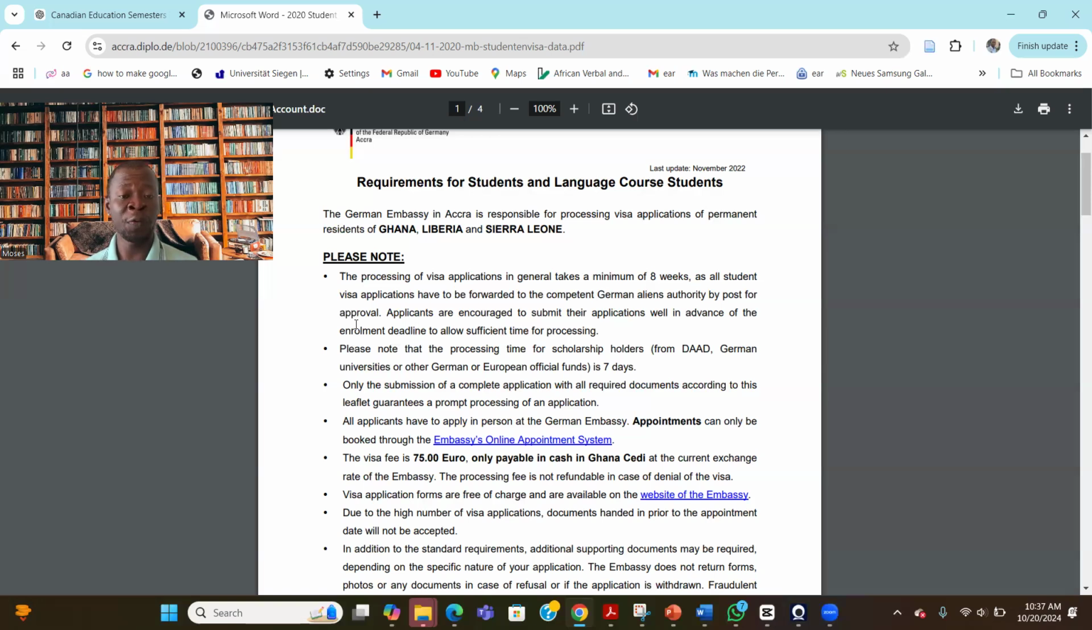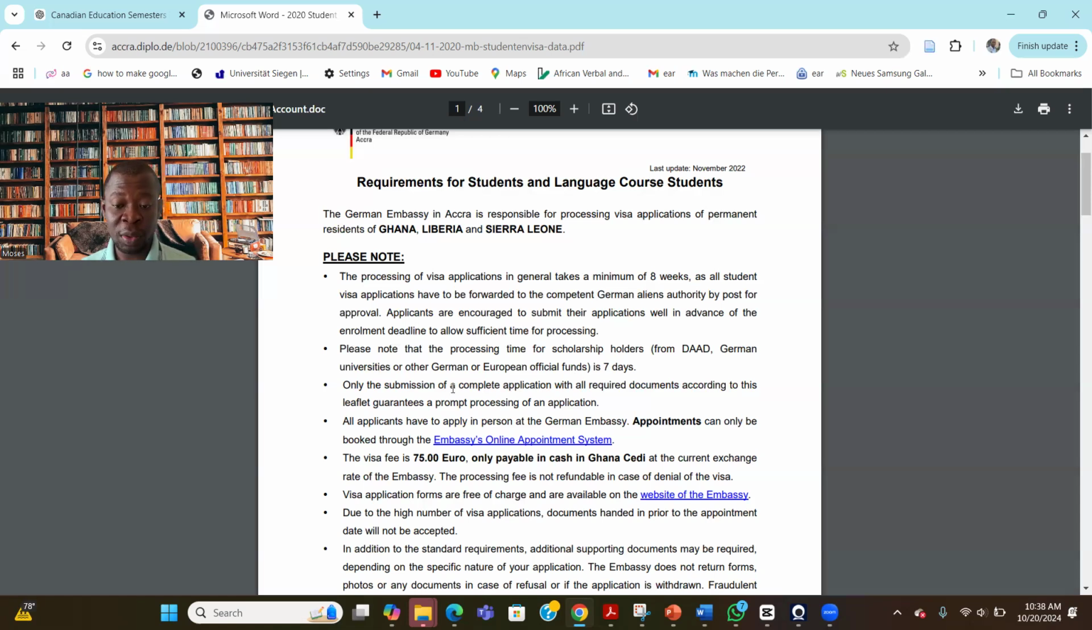So even though you go for the visa interview, most of the time, if after 1 week you don't hear from them, it means that you have passed the preliminary checks. If they call you within 1 week, you are in trouble. Mostly they are calling you for your documents, or it's an outright rejection. And for the minimum of 8 weeks, mine took more than that. So you have to make sure that you apply as early as possible. Please note the processing time for scholarship holders, those who have DAAD and others, is 7 days, so they don't have a problem.